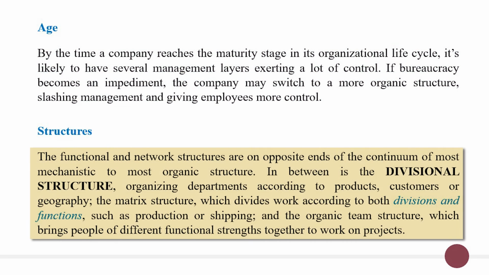3. Structures. The functional and network structures are on opposite ends of the continuum of most mechanistic to most organic structure. In between is the divisional structure, organizing departments according to products, customers, or geography. The matrix structure, which divides work according to both divisions and functions, such as production or shipping, and the organic team structure, which brings people of different functional strengths together to work on projects.